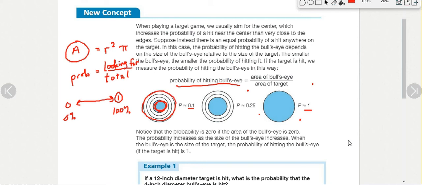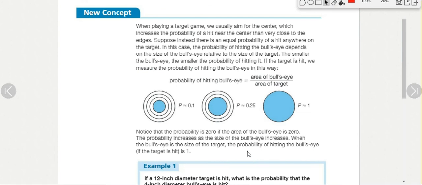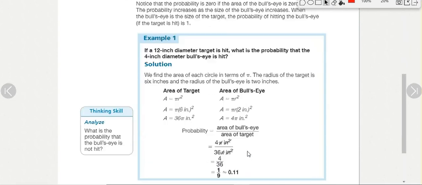Now we're including all of this as the other group, as the complement. So that's 90. That's 0.9. And this is 0.1. So if the bullseye basically effectively disappeared, the probability of hitting it would then become 0. The bigger it is, the higher the probability.